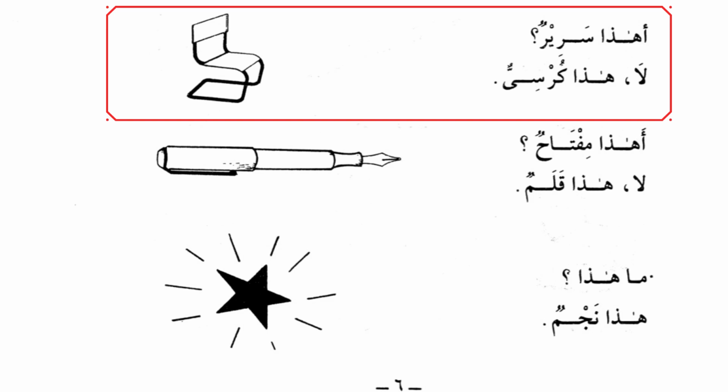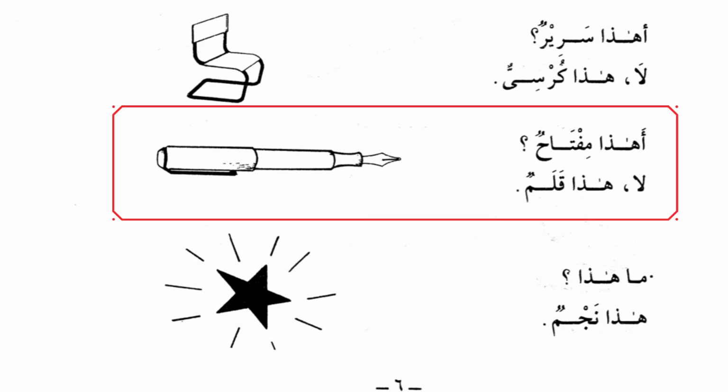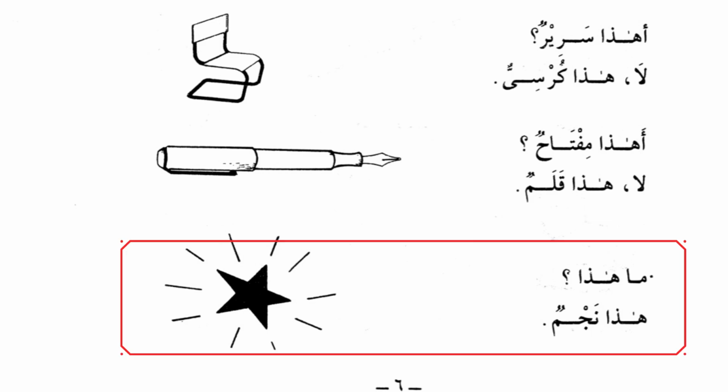As we can see here, this is not a bed. This is a chair. So the answer will be la. Hadha kursiyun. La means no. Hadha kursiyun means this is a chair. Next, ahadha miftahun. Is this a key? As you can see here, it's not a key, it's a pen. So the answer will be la. Hadha qalamun means no. This is a pen. Next, ma hadha means what is this? Hadha najmun. This is a star.